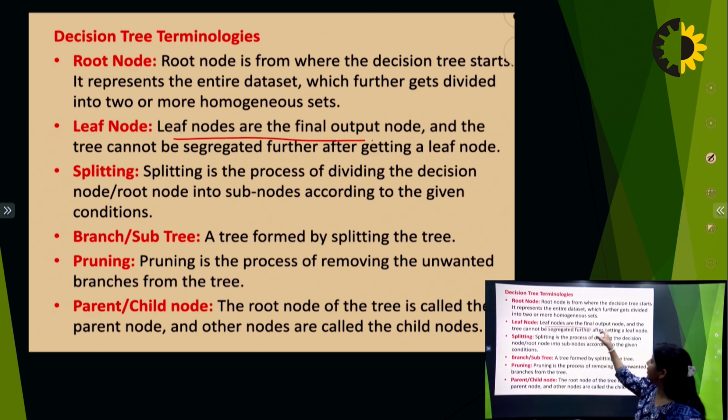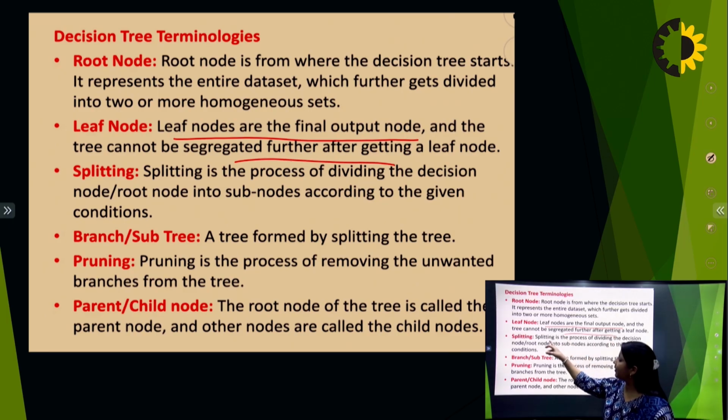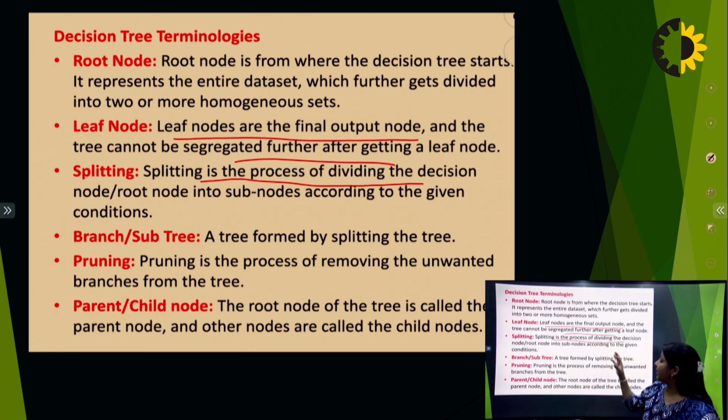Next is the leaf node. Leaf node is the final outcome node where we get the final decision, and the tree cannot be segregated further. Splitting is the process of dividing the decision node or root node into sub nodes, where we connect the root node with the branches, and then the child nodes will connect with the root node.